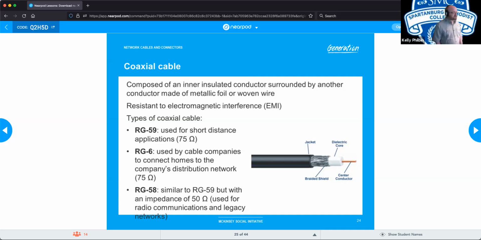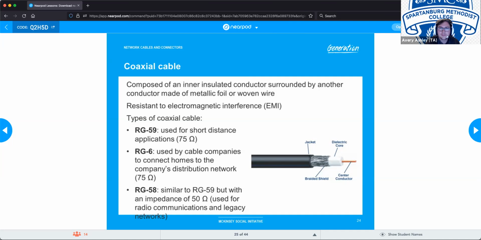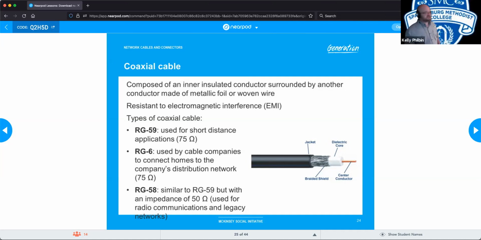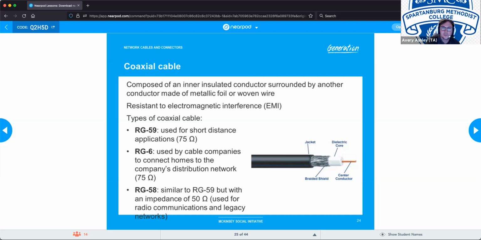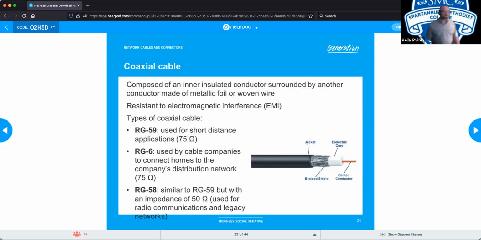Resistant, but it's not immune. It's kind of like when they say your watch is water resistant, it does not mean it is waterproof. And there will be questions where it'll say, which of these is immune to EMI? There is a strong difference between immune and resistant.